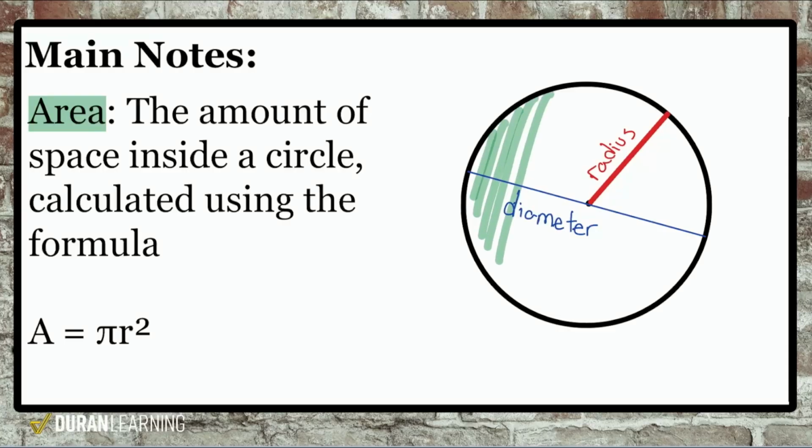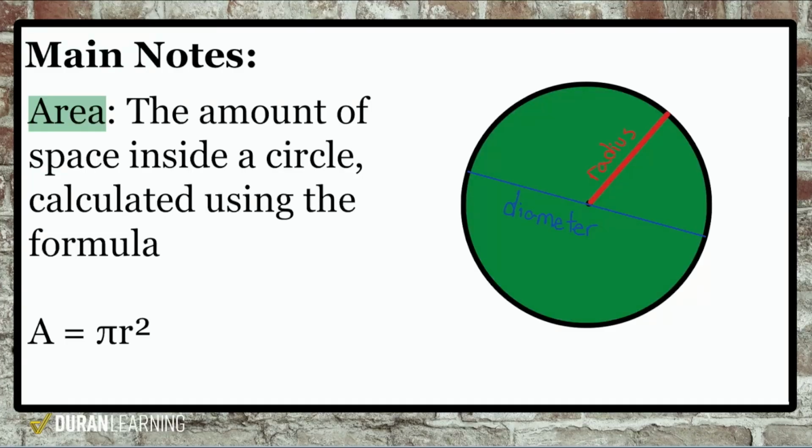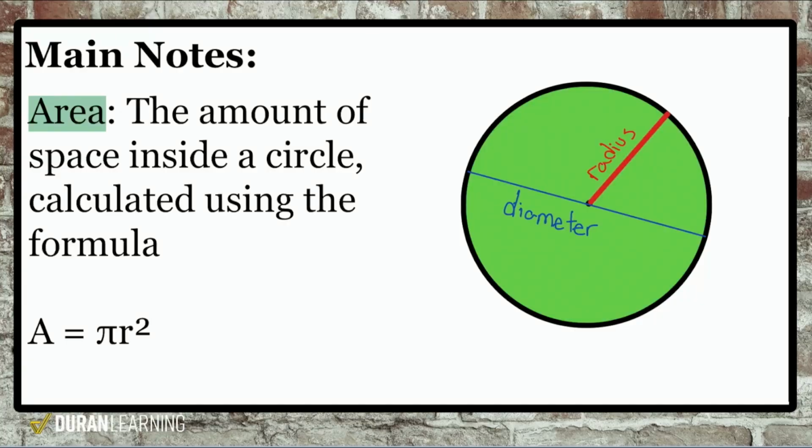So all of this, and actually I believe I can just do something quick here and fill this in with green. Perfect. Even though that's a horrible green, I think that's better there. There we go. The area of a circle, again, is going to be the amount of space inside of the circle. And the formula, there's only one that we use for it. It's going to be A equals pi r squared.